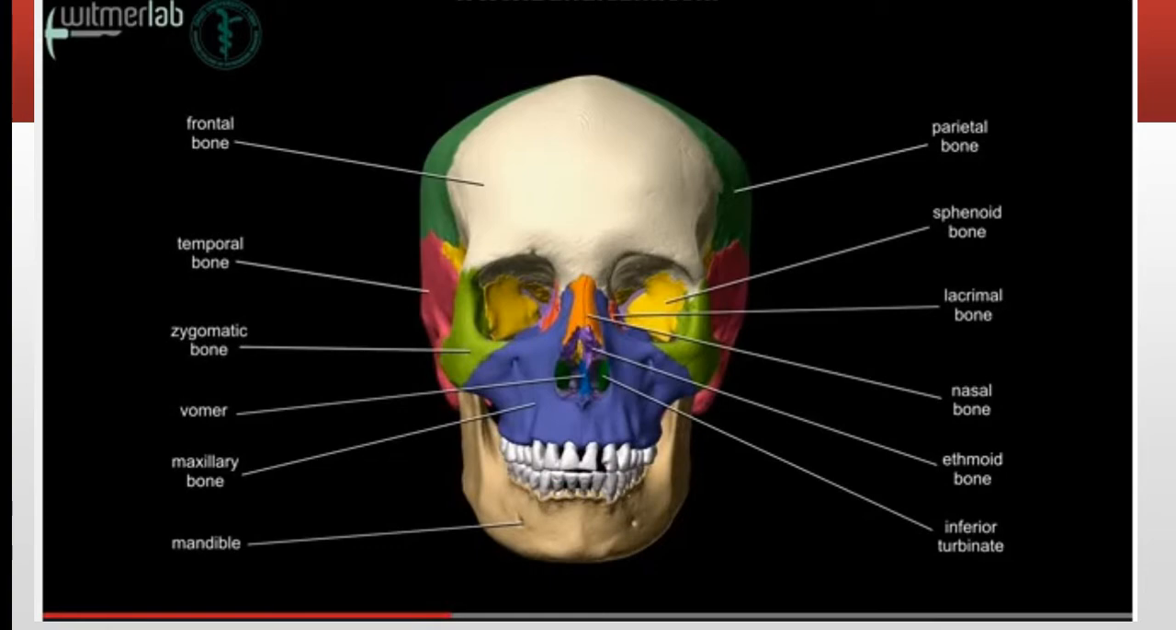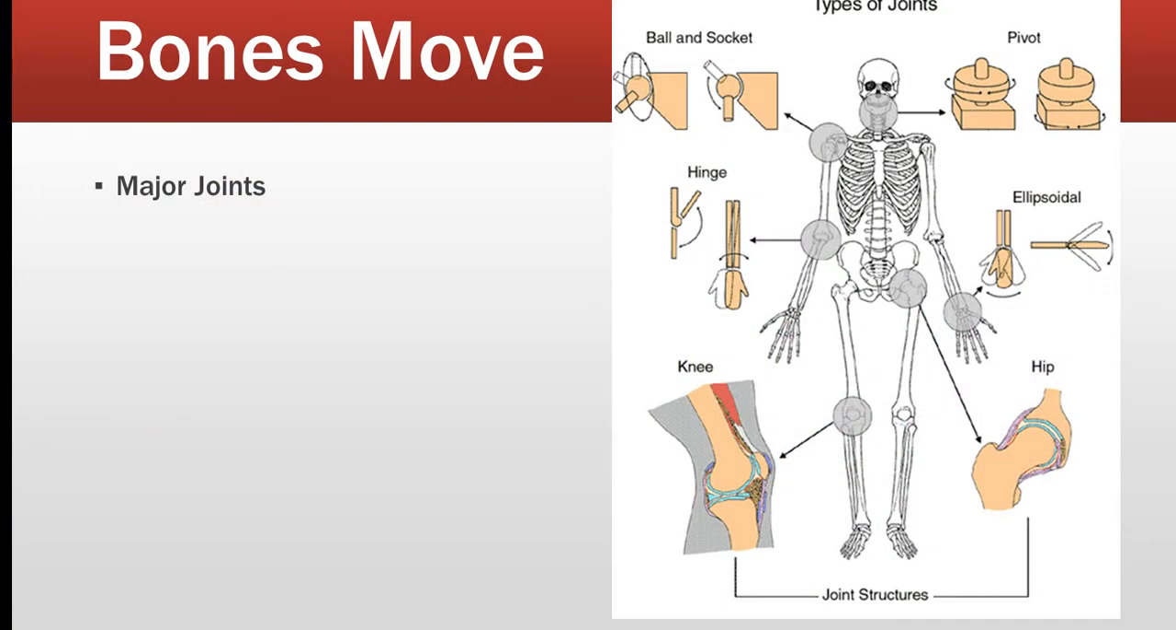And labeled again. Okay, so pretty cool. That's all we need of that right there. So bones move by virtue of joints. Now I mentioned the suture joints in the skull. They don't move anymore, so they're immovable joints.